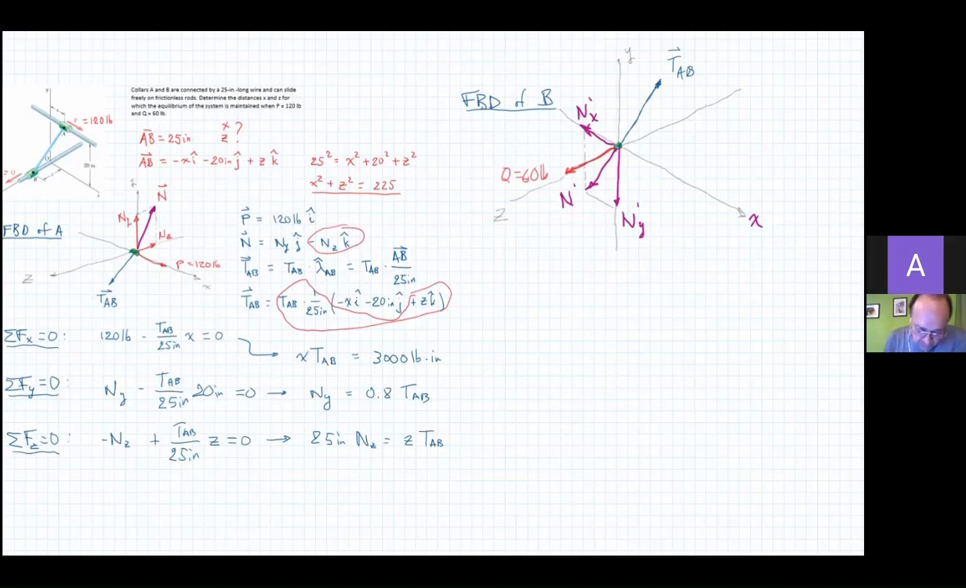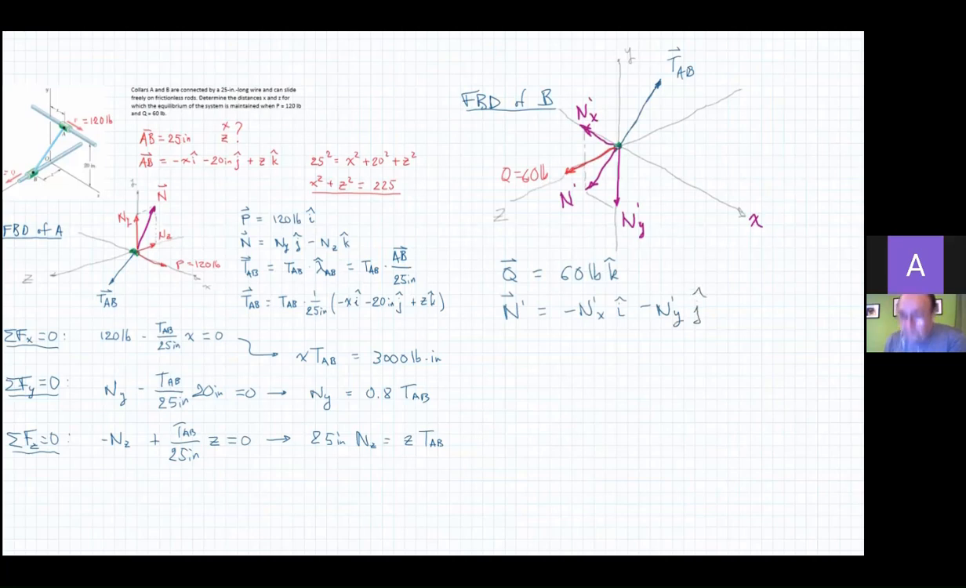Let's express those forces in rectangular components. First, Q. Q has only a component in the z direction, positive, so it's 60 pounds k. N prime has a component in the x direction, negative, N prime x i, and a component in the y direction, negative, N prime y j.